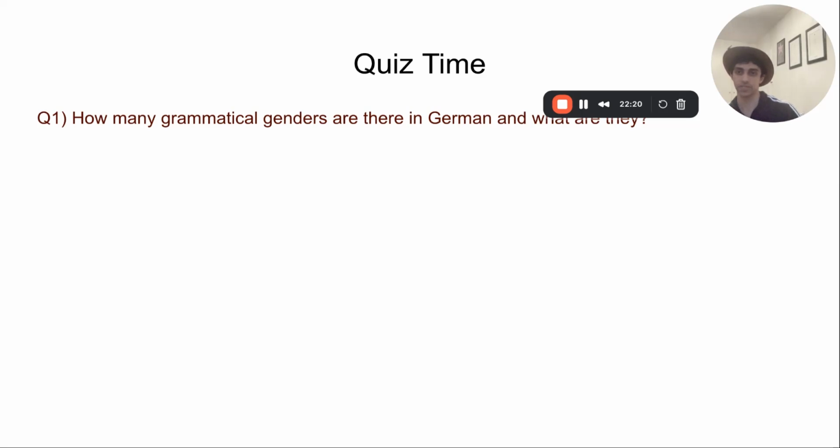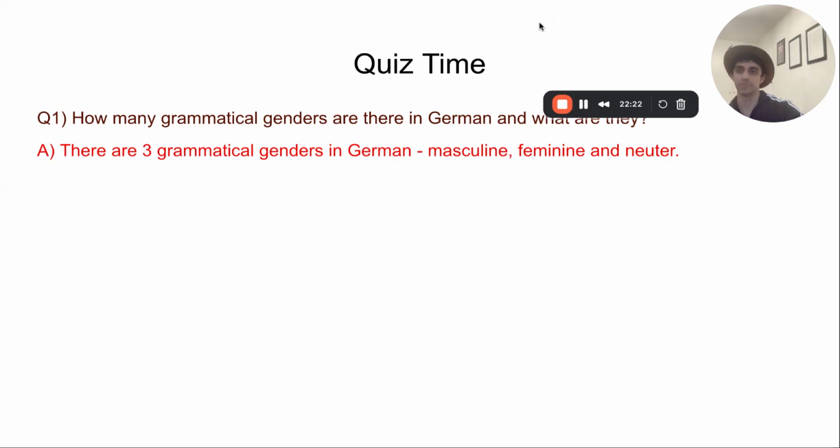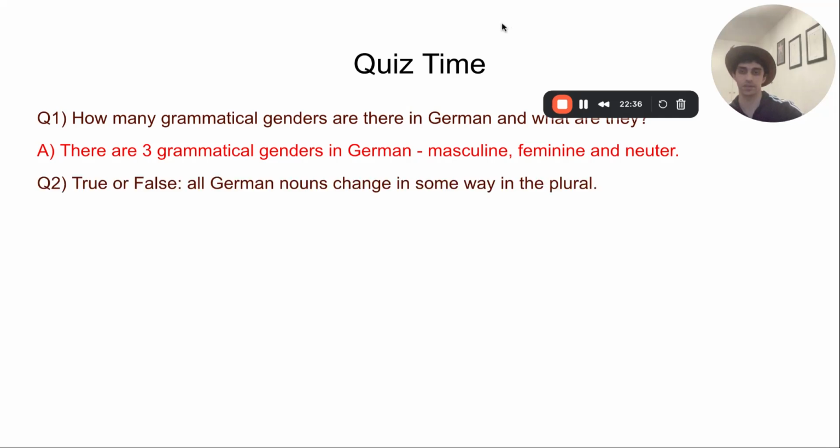Let me show you all the answer then for this. There are 3 grammatical genders, of course, in German: masculine, feminine, and neuter. You definitely need to be aware of all 3 of those for GCSE and iGCSE. That's a fact that everybody will need to know for these kinds of exams.